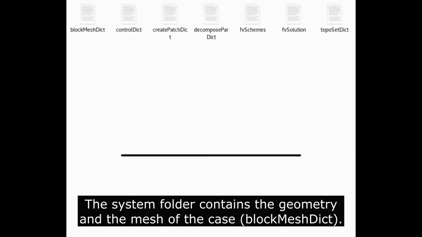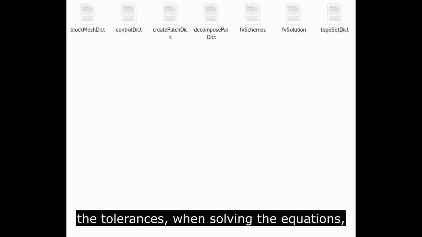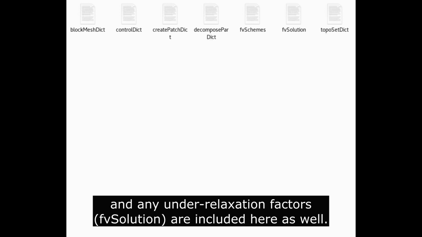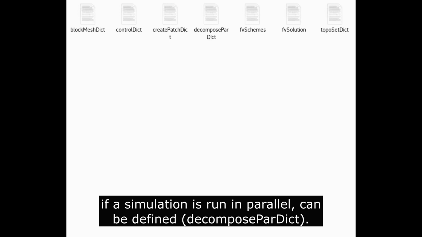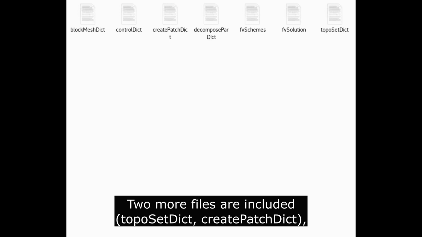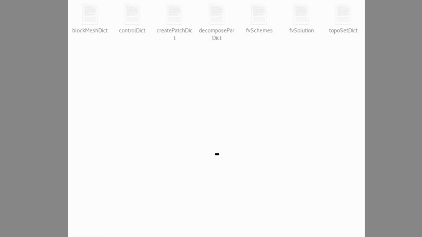The system folder contains the geometry and the mesh of the case. The time controls, like the total running time of the simulation and the time step, are also defined here. The temporal and spatial discretization schemes, the tolerances when solving the equations, and any under-relaxation factors are included here as well. The method of decomposition and the number of processes if a simulation is run in parallel can be defined. Two more files are included, which are required for creating the burner in our scenario and will be discussed later on.